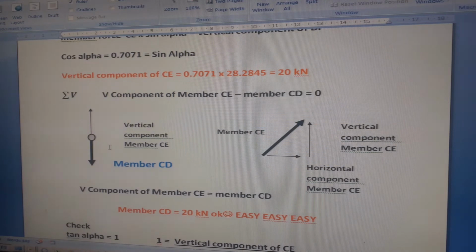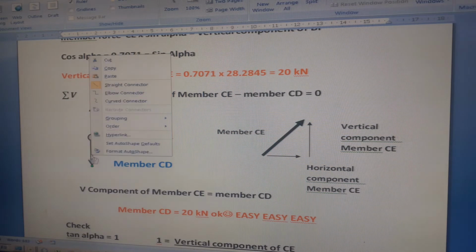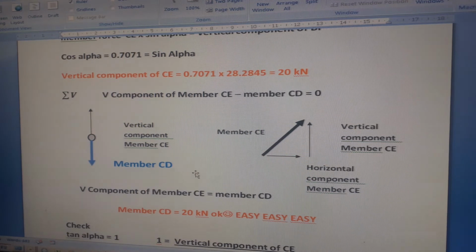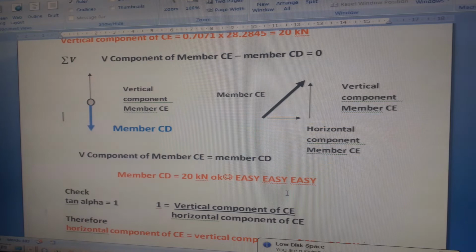Here's the diagram for this one. So we're just finishing off joint C. This is like the free body diagram. We're taking vertical equilibrium. Member CE, that's that one, highlighted in blue. Member CD is downwards, which means the vertical component of CE must be upwards. Member CE goes from left to right, with a horizontal component and a vertical component. The vertical component of member CE equals member CD. Member CD equals 20, so that's okay.